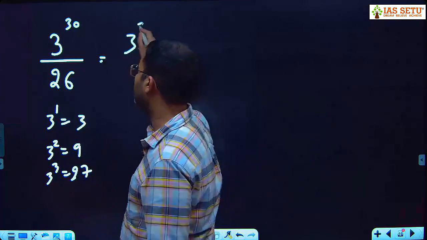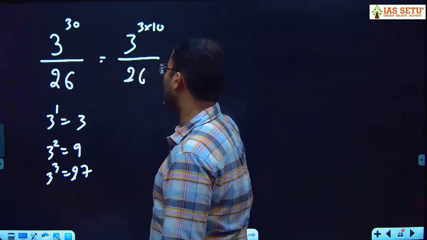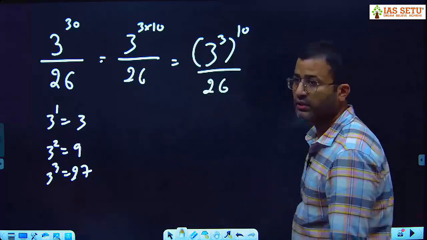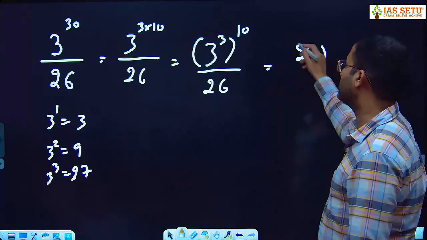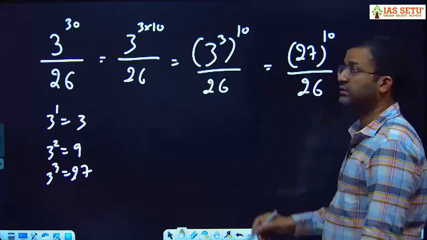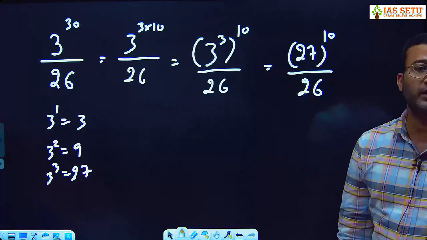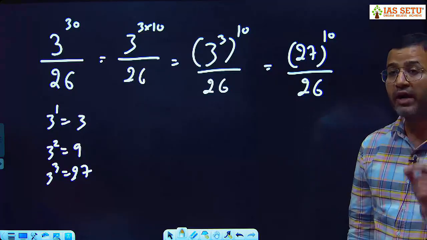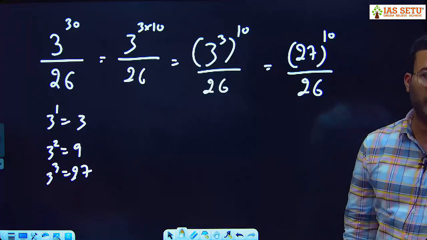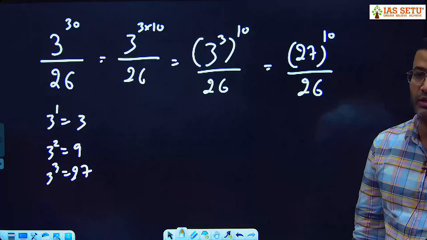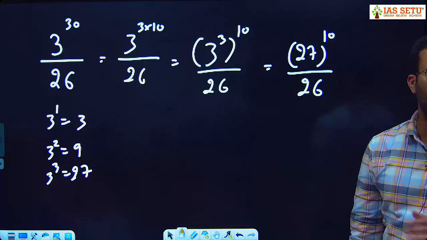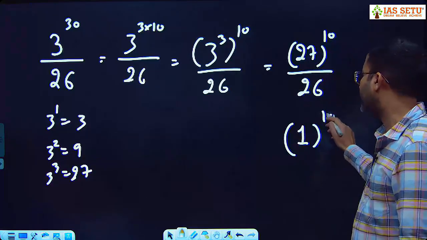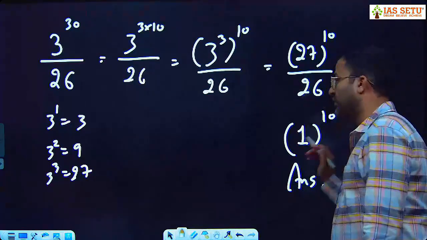How will I break 30? 3 into 10. So I can express it as 3 to the power 3, bracket 10, divided by 26. Because 3 cube is 27, to the power 10 divided by 26. Why do I need 27? Because 27 with respect to 26 gives remainder 1. And why 1? Because 1 into 1 into 1, however many times you multiply 1, it is 1. 27 with respect to 26 gives remainder 1. How many times? 10 times. So our answer here is 1.